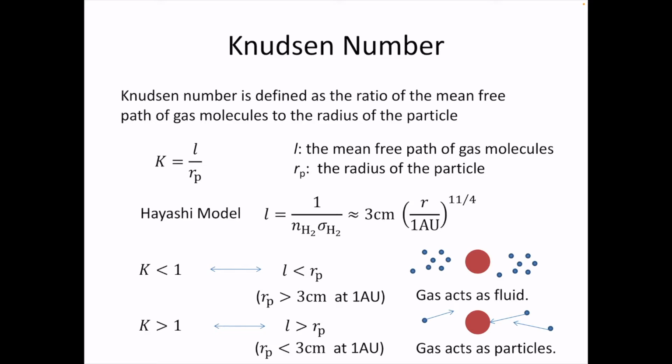If the particle has a radius larger than 3 centimeters at 1 AU, the Knudsen number becomes smaller than 1. In that case, gas acts as a fluid because before the collision with solid particles, gas molecules frequently collide with other gas molecules. If the size of the solid particle is smaller than 3 centimeters, gas acts as particles because the gas directly collides with solid particles before colliding with other gas molecules.